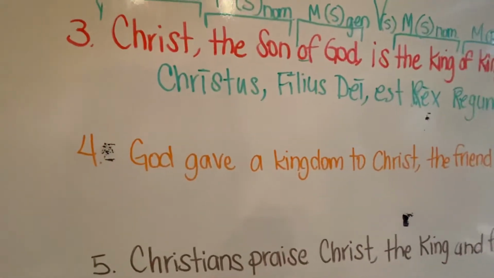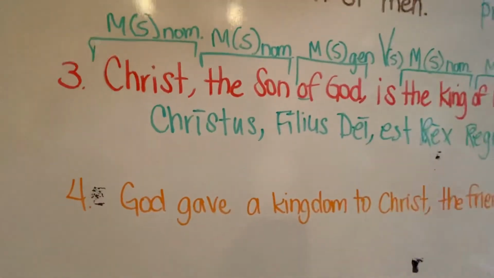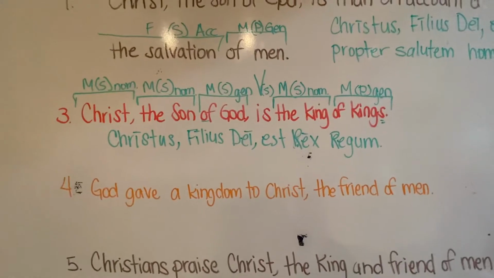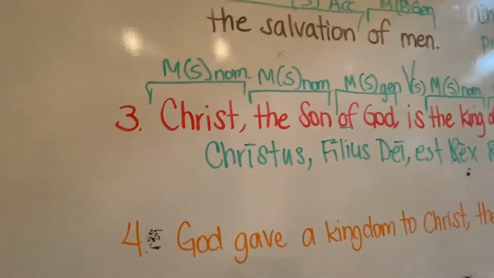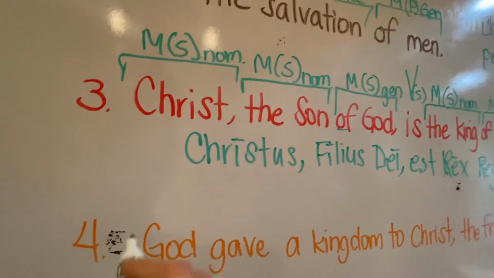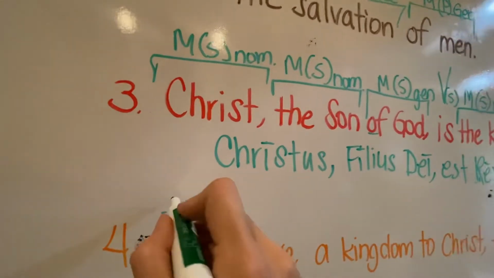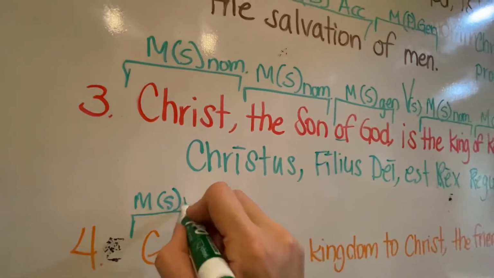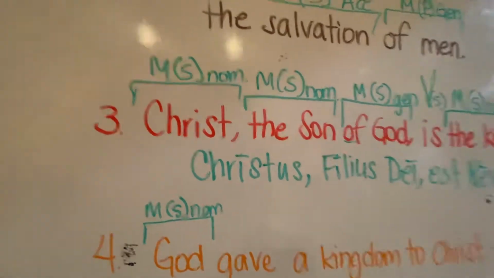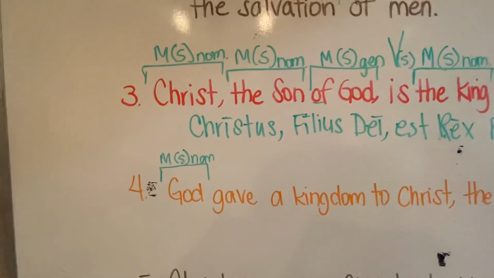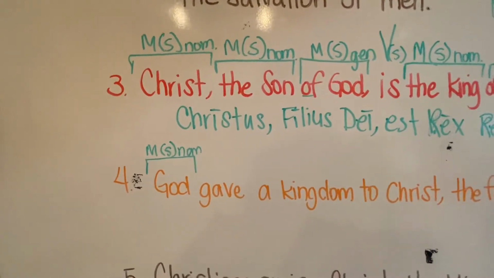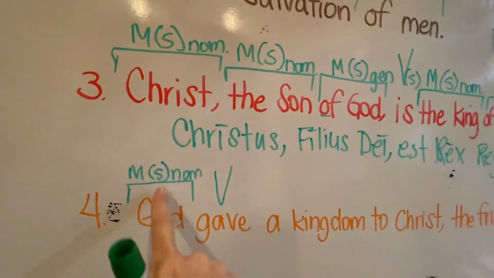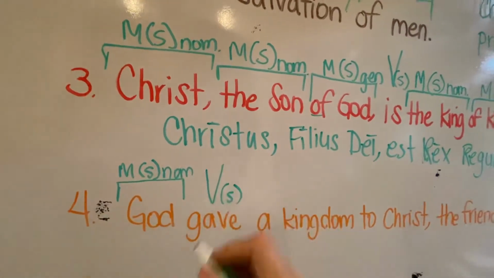So here we go. Next one. God gave a kingdom to Christ, the friend of men. Okay, so let's look at the first thing. Who or what gave a kingdom to Christ? God did. Okay, and we know that God is masculine, singular, and nominative here. All right, God, what's being said about God? God gave. Okay, so I see this as my verb. And because this is singular, my verb will also be singular.